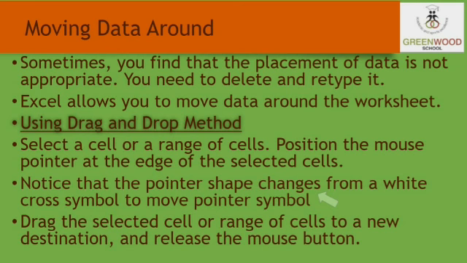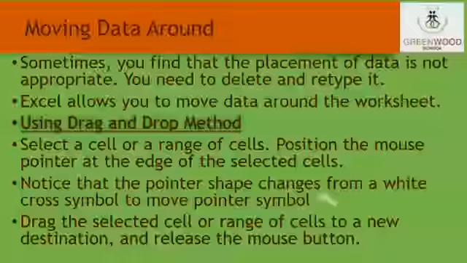Moving data around. Sometimes you find that the placement of data is not appropriate. You need not delete and retype it. Excel allows you to move data around the worksheet by using the drag and drop method. Select a cell or range of cells. Position the mouse pointer at the edge of the selected cells. Notice that the pointer shape changes, and then drag the selected cell or range of cells to a new destination and release the mouse button.